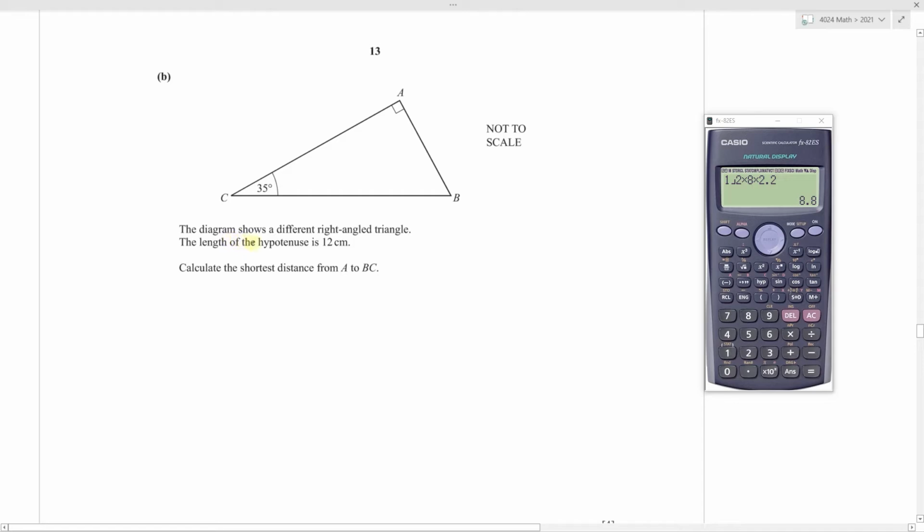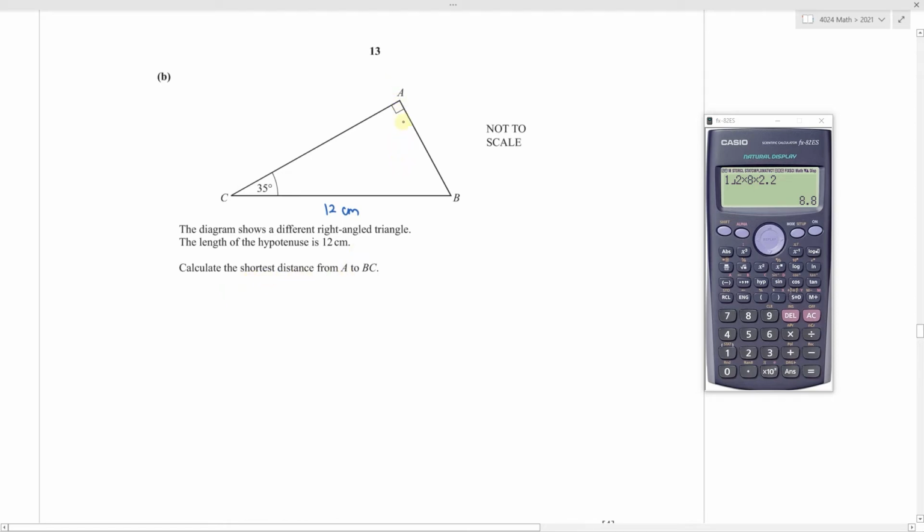Part B is the diagram shows a different right angle triangle. The length of the hypotenuse is 12 centimeter. Calculate the shortest distance from A to BC. So the length of the hypotenuse is 12 centimeter. These are the two lengths which have the 90-degree angle between them. So the length opposite is this. This is the hypotenuse which has length 12 centimeter. And you have to calculate the shortest distance from A to BC.